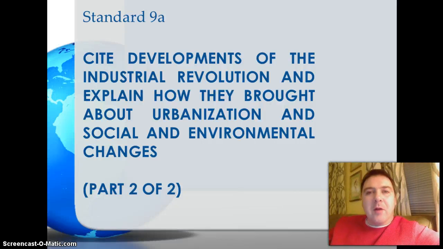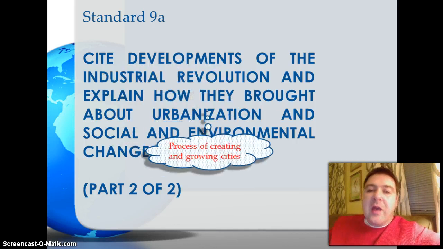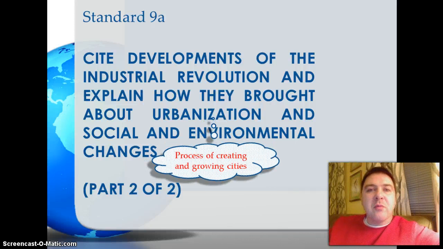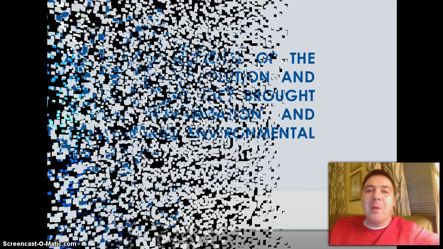This is the second part of the presentation on this standard, and we are trying to continue citing developments of the Industrial Revolution and explain how they brought about urbanization and social and environmental changes. Again, urbanization is the process of growing and creating cities. Okay, so quite a lot in this standard, which is why we needed two parts to get through it all.